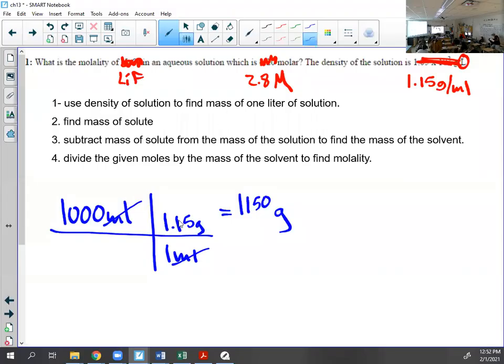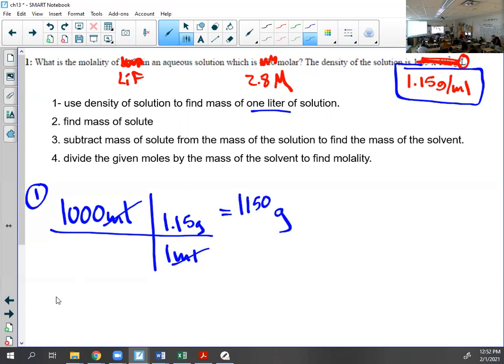All right, so we already did this part. Step one, we assumed we have 1 liter of solution, or 1,000 milliliters. So we multiplied it by the density. I did it in a picket fence this time. You don't have to do that at all if you don't feel like it.